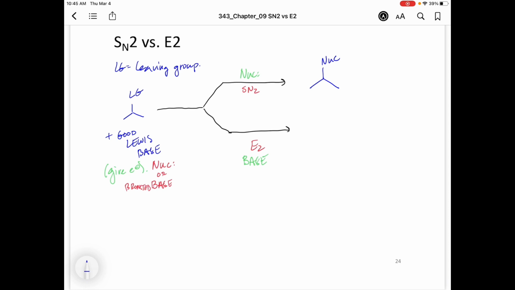So SN2, we see that the leaving group leaves, and then we have a nucleophile attached at that same carbon. For an E2, we know that we're doing an elimination reaction. So we are going to be getting an alkene. All right, so remember that this is substitution and the E2 is elimination, making alkenes. Now with this in mind, let's talk about how do you know if an SN2 or an E2 is favored. So which one? We're going to talk about that in this video.